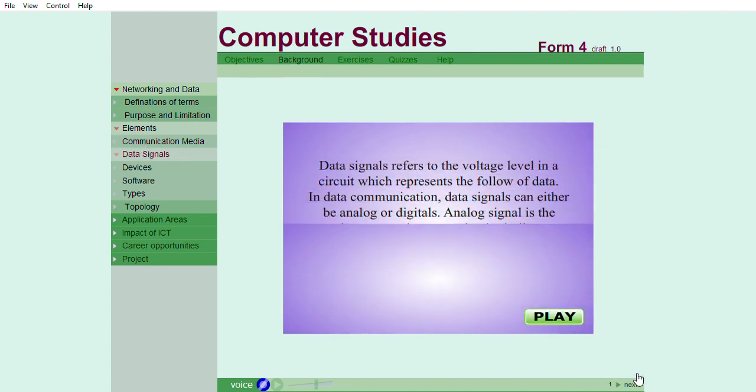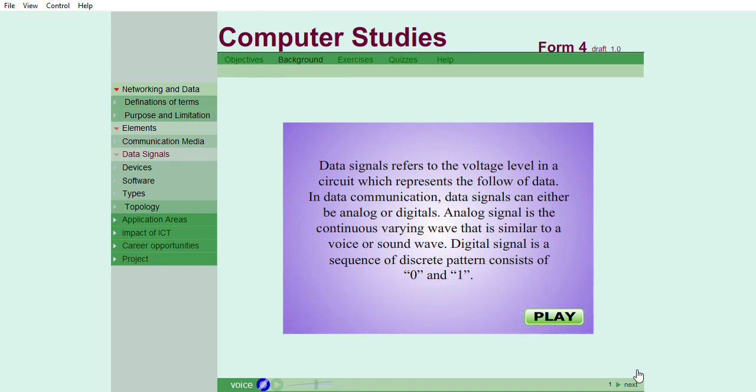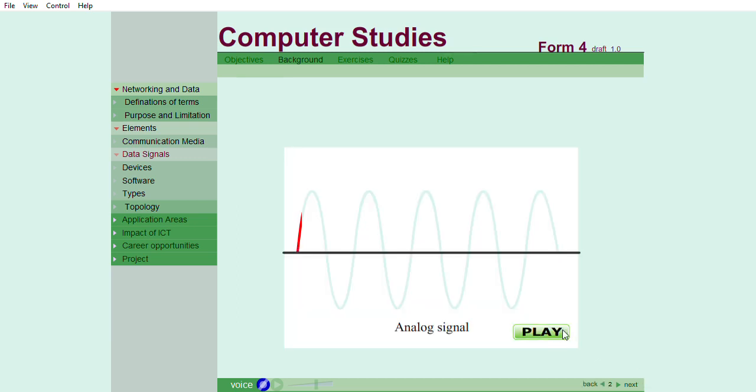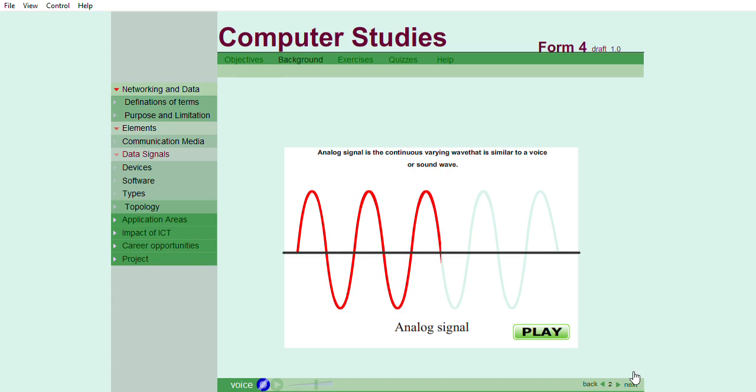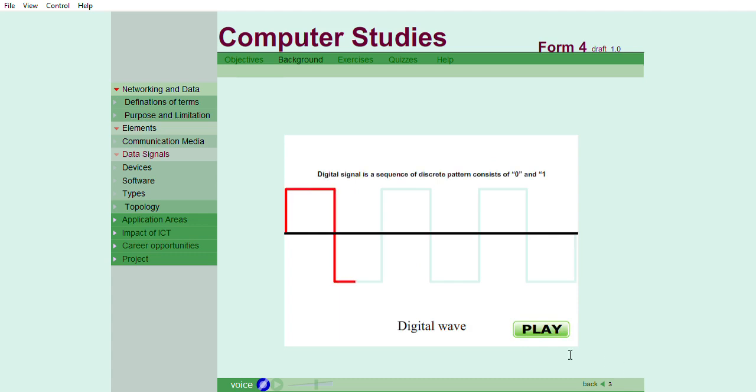Data signals refer to the voltage level in a circuit which processes the flow of data. In data communication, data signals can either be analog or digital. Analog signal is the continuous varying form that is similar to a voice or sound wave. Digital signal is a sequence of discrete patterns consisting of 0 and 1.